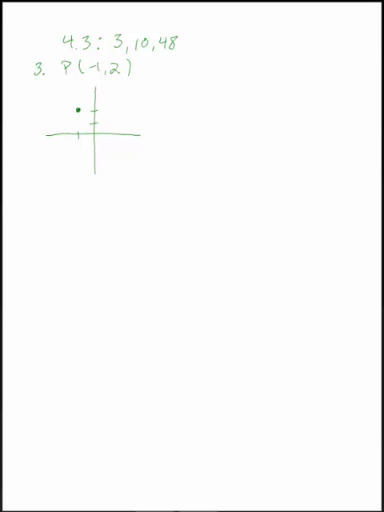And now I'm going to make a nice right triangle with my hypotenuse extending from the point to the origin and dropping that perpendicular to the x-axis. I'm going to label my sides here.